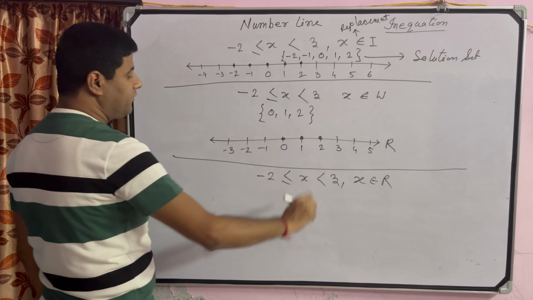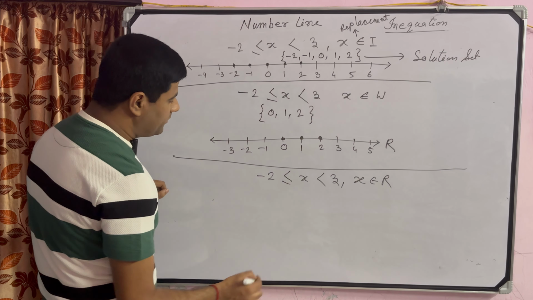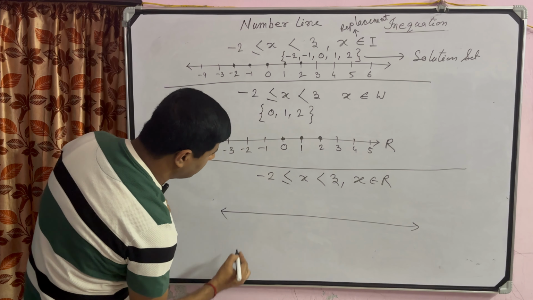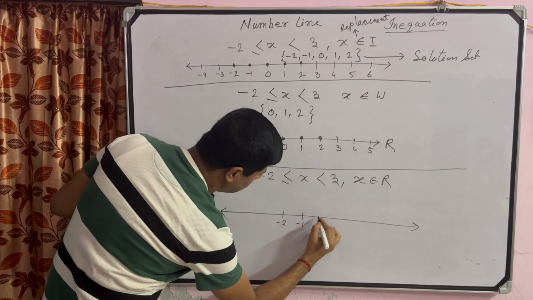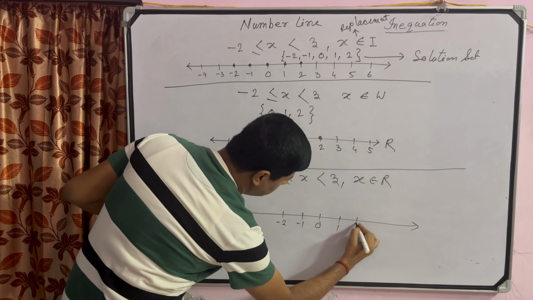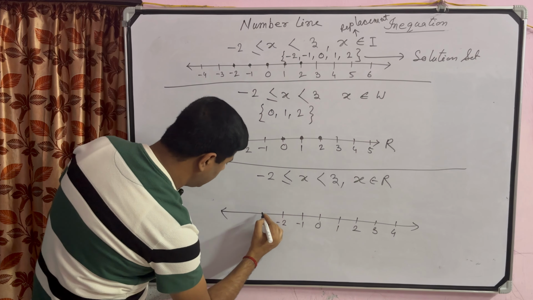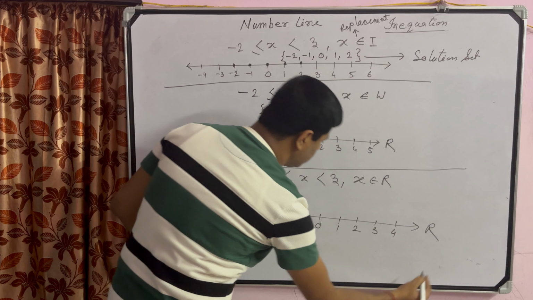This is called the roster form. You cannot write it down because there are unlimited numbers. So what do you have to do? The graph, I mean to say the number line, will be something like this. It will be -2, then -1, 0, 1, 2, 3, 4 and so on. It is going there. It is also continuing this side. It's real values, correct?